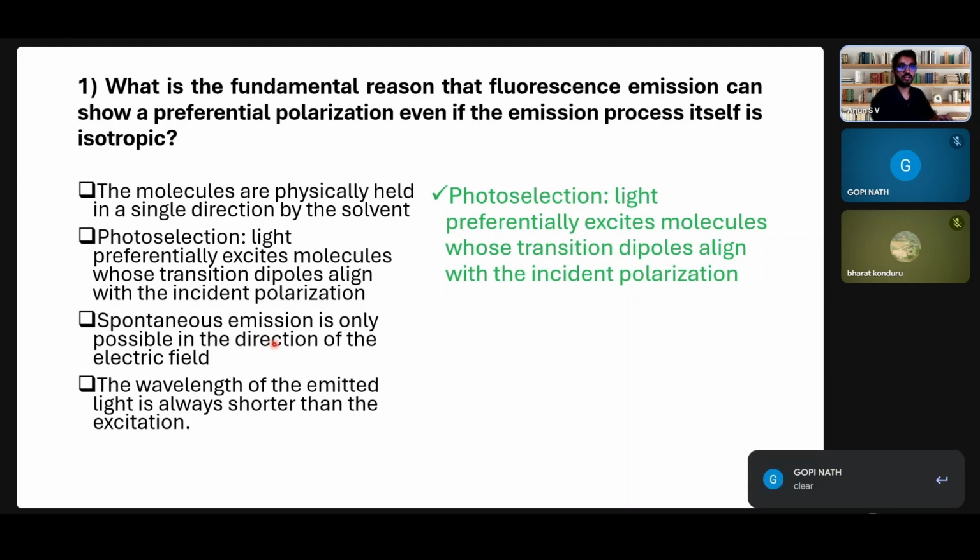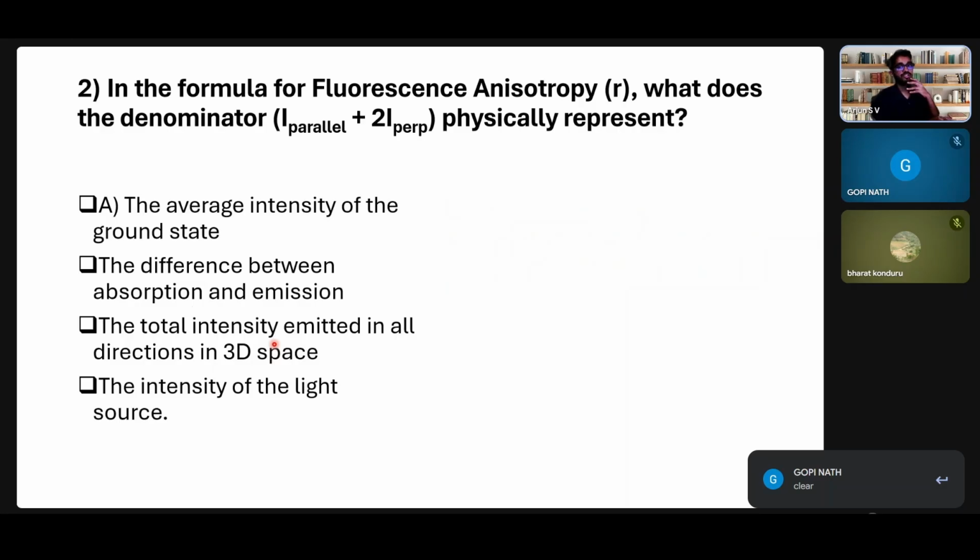Okay then. We'll go to the next question. So this is a pretty simple question, a theoretical one. In the formula for fluorescence anisotropy, which is your R, almost the last concept that we saw in the first week's lectures, what does the denominator, which is I parallel plus 2 into I perpendicular, physically represent?